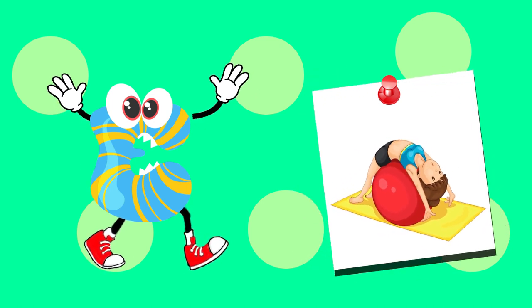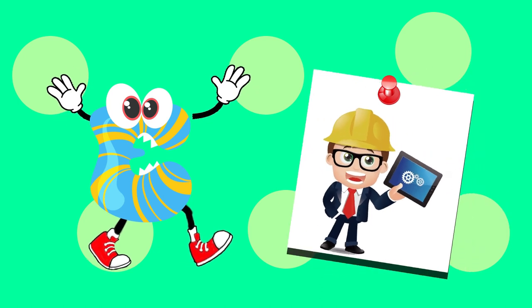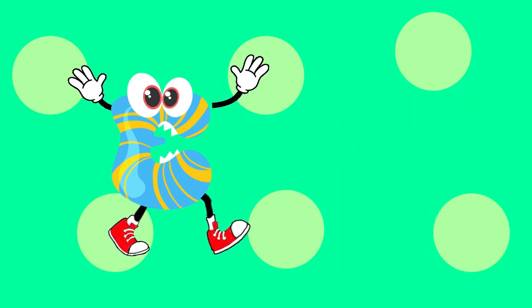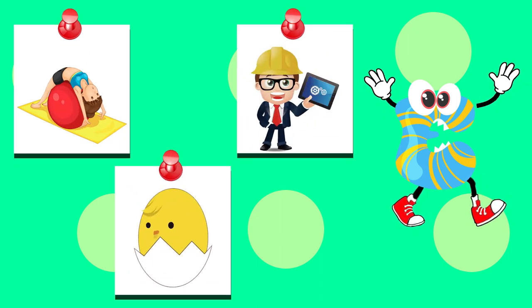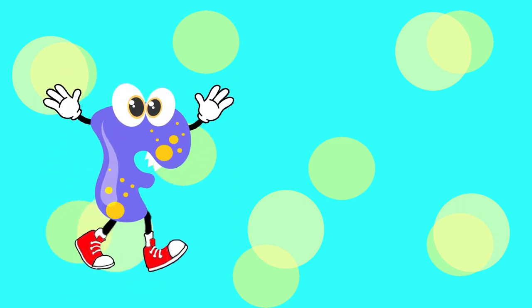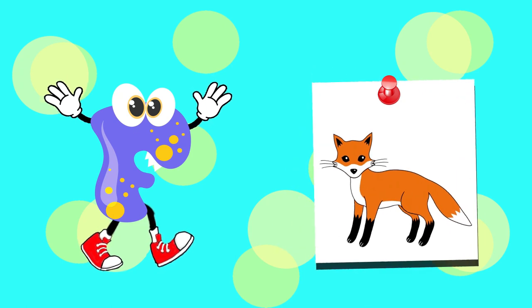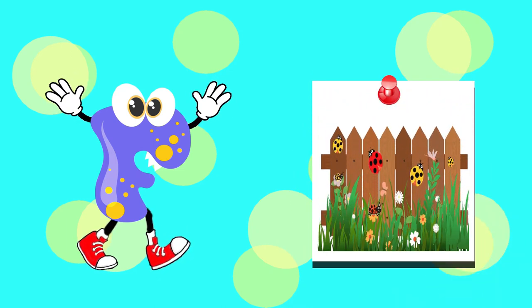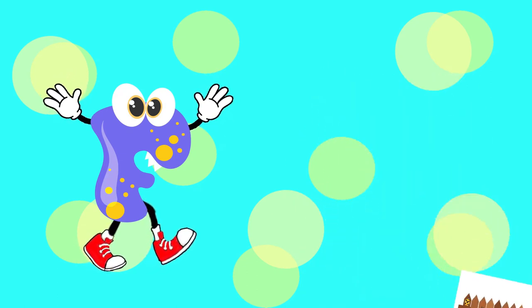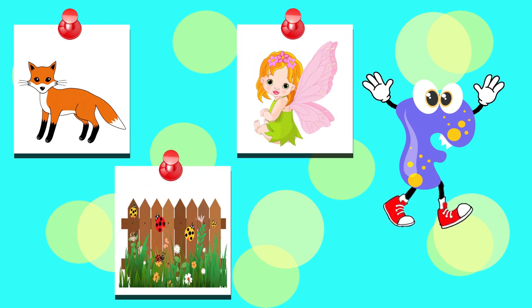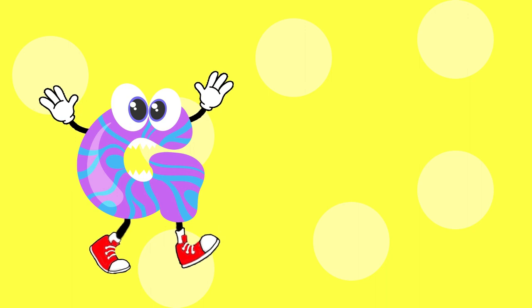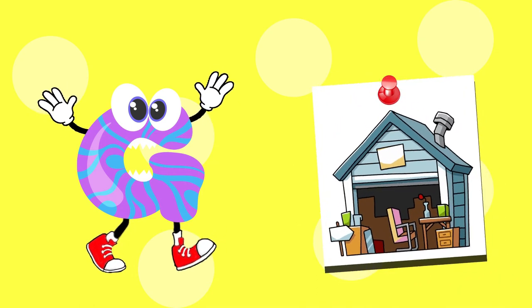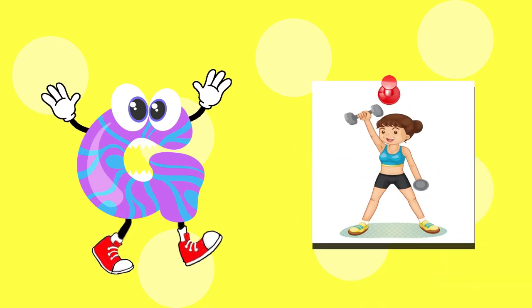E for exercise. E for engineer. E for eggs. F. F for fox. F for fairy. F for fence. G. G for game. G for garage. G for gym.